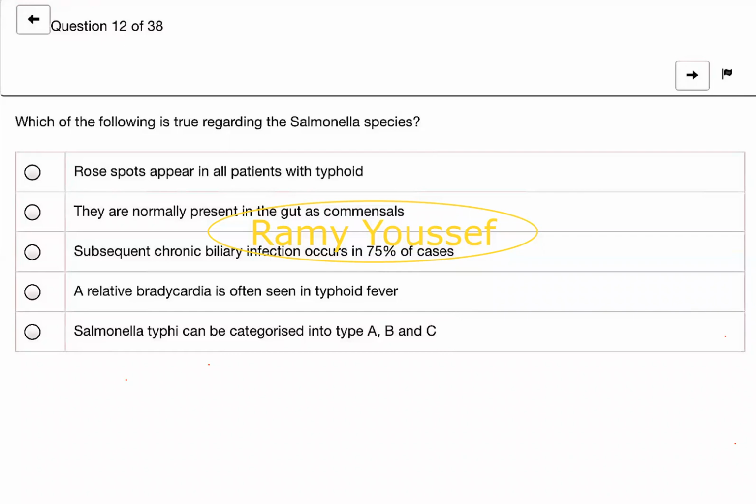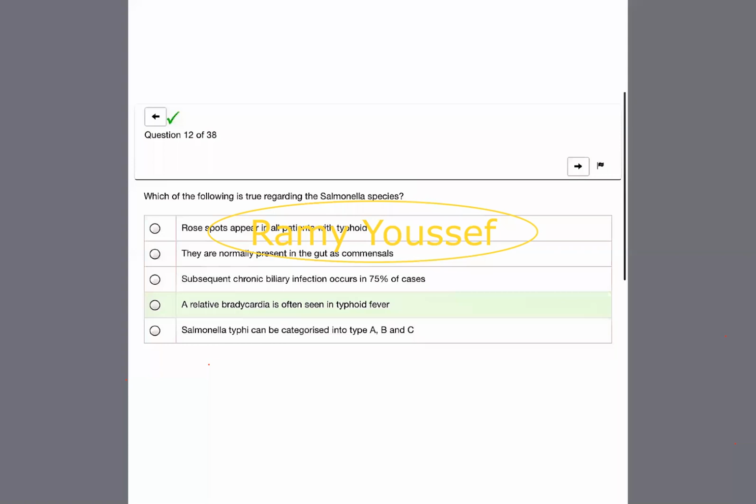Relative bradycardia is often seen in typhoid fever. I mentioned many times that one of the gastroenteritis organisms where you'll find the patient has bradycardia, and it's very common in patients with typhoid fever. The fever happens sometimes in the first few days and then disappears. The patient may pass two, three weeks normally and then start to feel back pain, malaise, weakness, tiredness, and bradycardia, and sometimes a white-coated tongue and diarrhea without fever. This is characteristic of Salmonella. Bradycardia is characteristic of Salmonella.